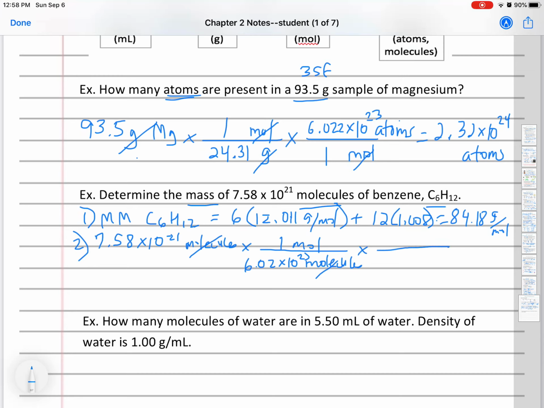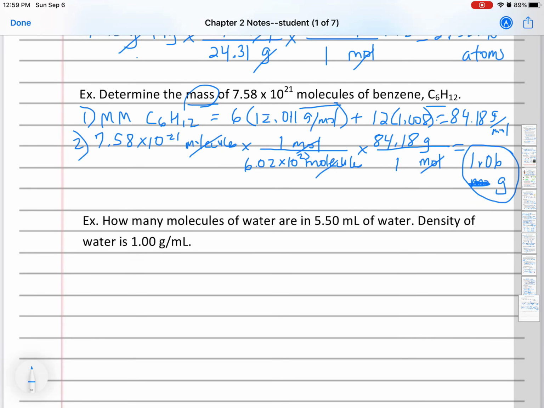My molecules will cancel. Next, I want to multiply it by something with moles on the bottom and grams on top, so I can convert it to grams. 1 mole of benzene is 84.18 grams. So now my moles cancel, and my answer will be a mass in grams. So when I type all this into my calculator, the answer I get is actually 1.06 grams. No, 1.06 grams. My key, I have it wrong. 1.06 grams of benzene.